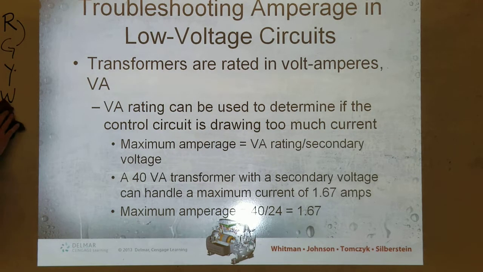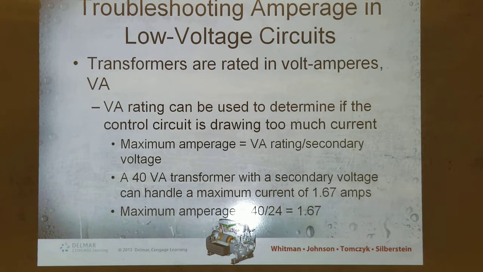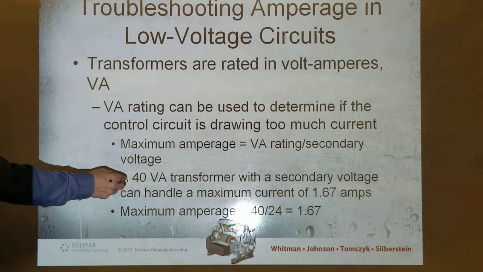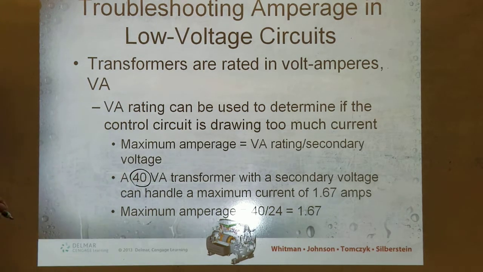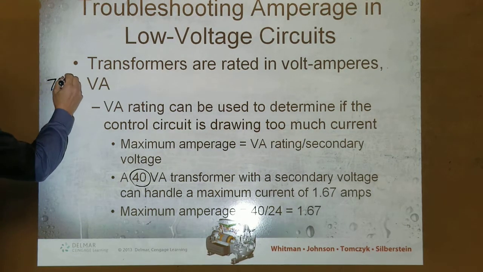Amps. I said amps, obviously. Maximum amperage equals 40 over 24, which equals 1.67. Okay, you understand that? No. So instead of using a 40 VA, we use a 75 VA. So we've got a 75 VA transformer.